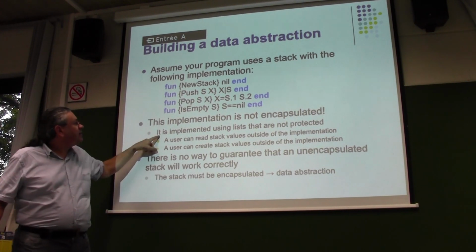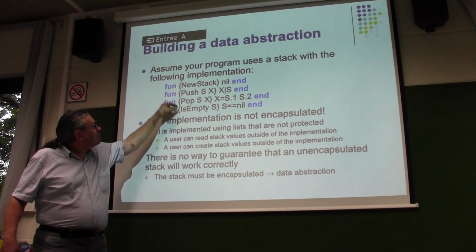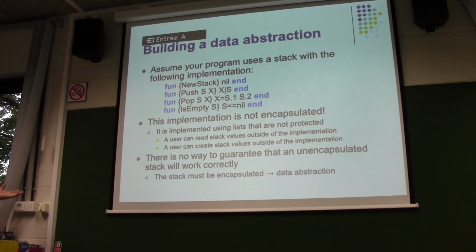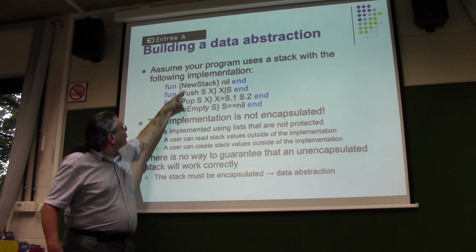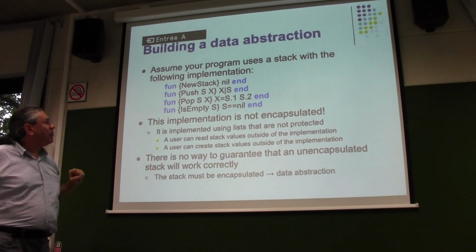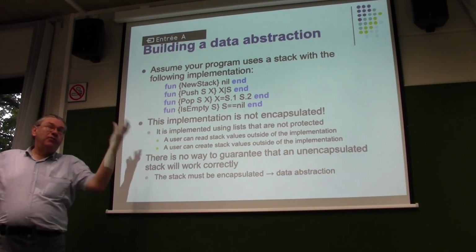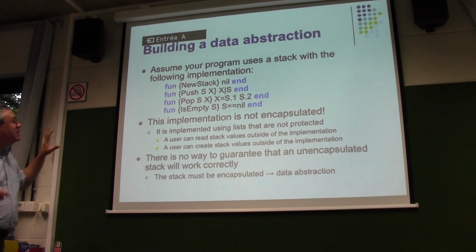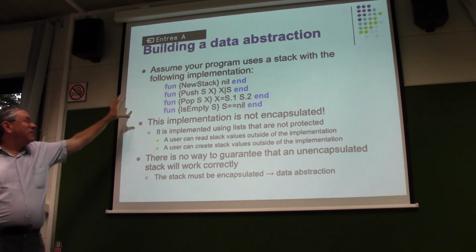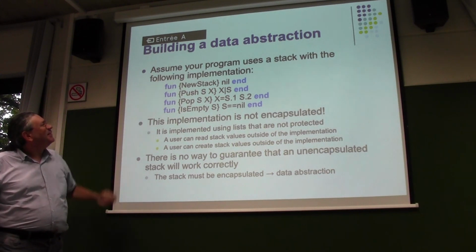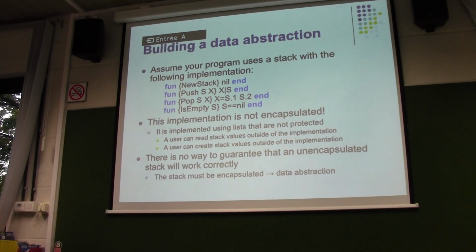These lists are not protected. That means the user of this abstraction can see the lists without actually using the interface, which is these four operations. You can read the stack values. You can actually create your own stack values. They're lists. This is not protected. So this is not an abstraction, not a correct abstraction. It's an incomplete abstraction because it's not protected. The problem is we have to protect this, okay?